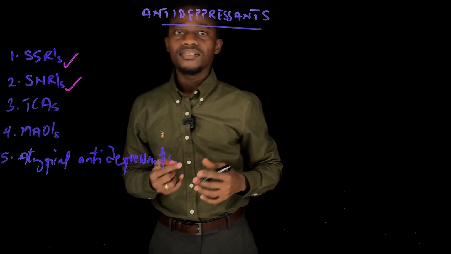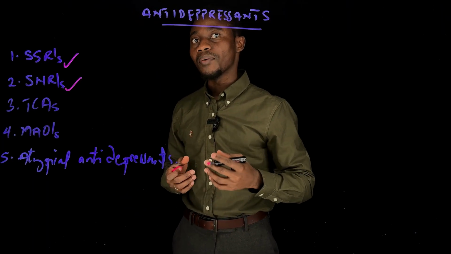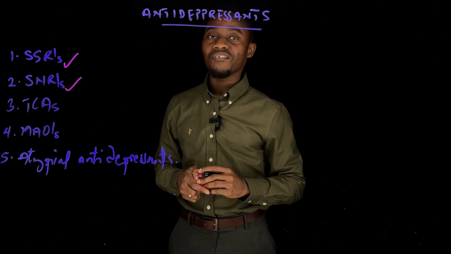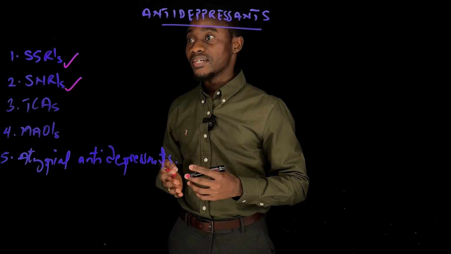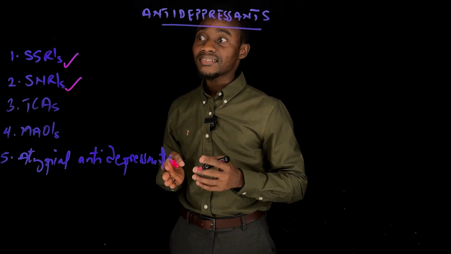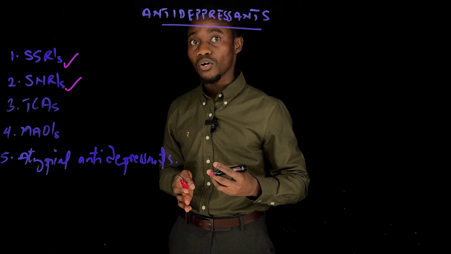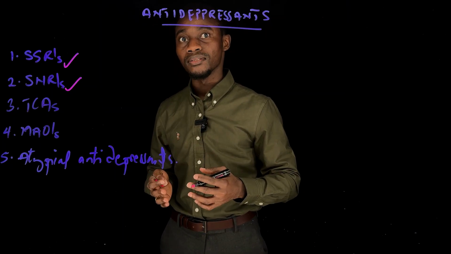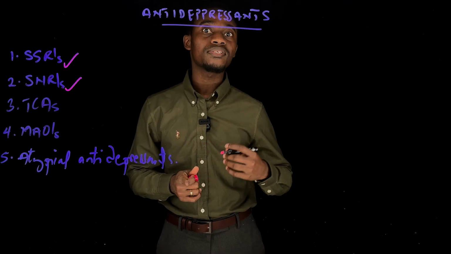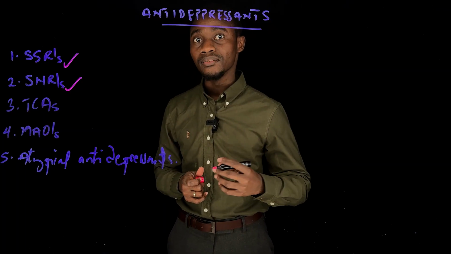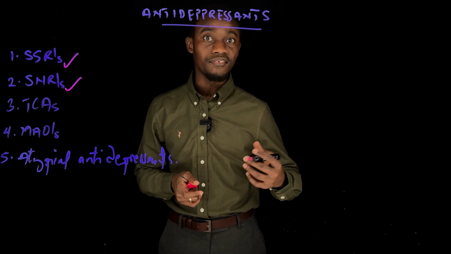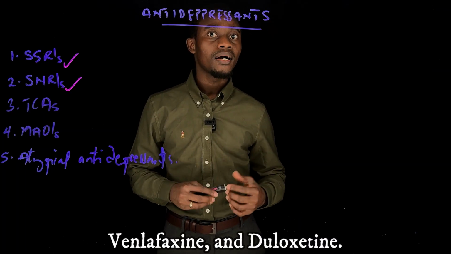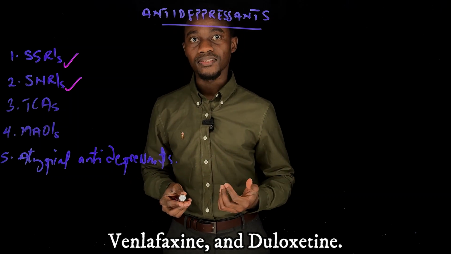SNRIs, or serotonin and noradrenaline reuptake inhibitors, work in a similar fashion as the SSRIs. The difference in their mechanism of action is that SNRIs block the reuptake or the reabsorption of both noradrenaline and serotonin. They are notoriously known for causing withdrawal symptoms when stopped suddenly and can cause hypertension as a side effect. Typical examples are venlafaxine and duloxetine.